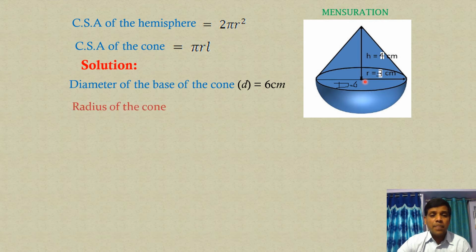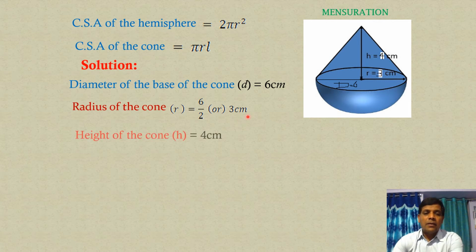Right, on the next step, radius of cone. Radius of cone R is equal to 6 by 2, half of the diameter, or 3 centimeters. Height of the cone H is equal to 4 centimeters.